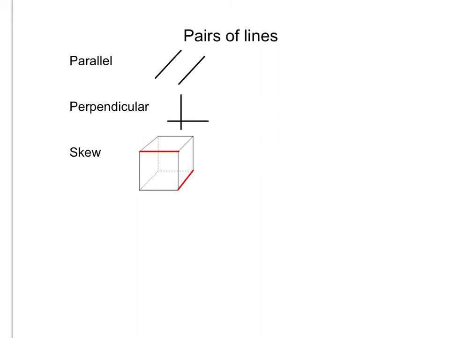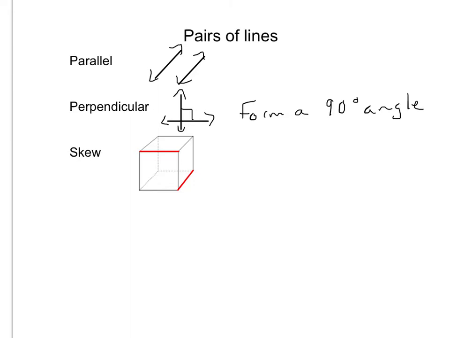Next, we have to talk about types of lines, or pairs of lines. Parallel lines are lines that would go on forever and never touch each other. So if this line extended all the way in both directions and so did this line, they would never touch each other ever. Perpendicular lines are lines that cross at a 90-degree angle. They form a 90-degree angle when they cross each other.